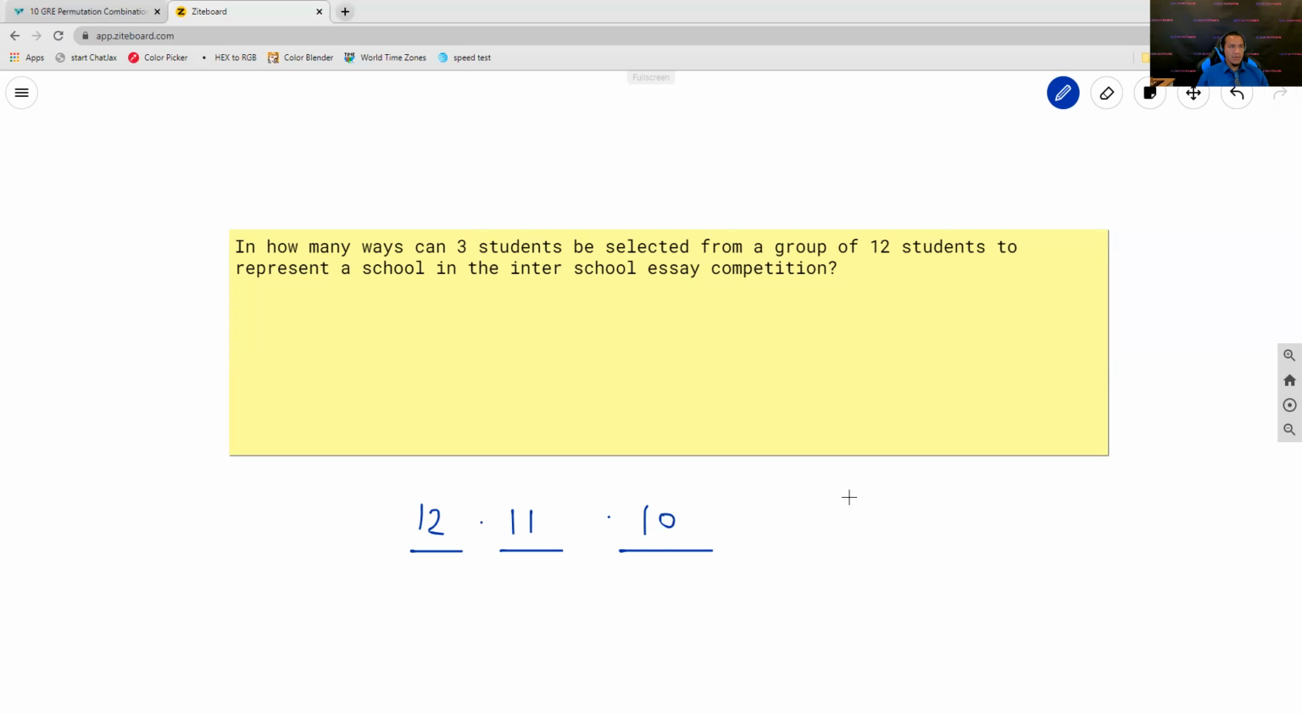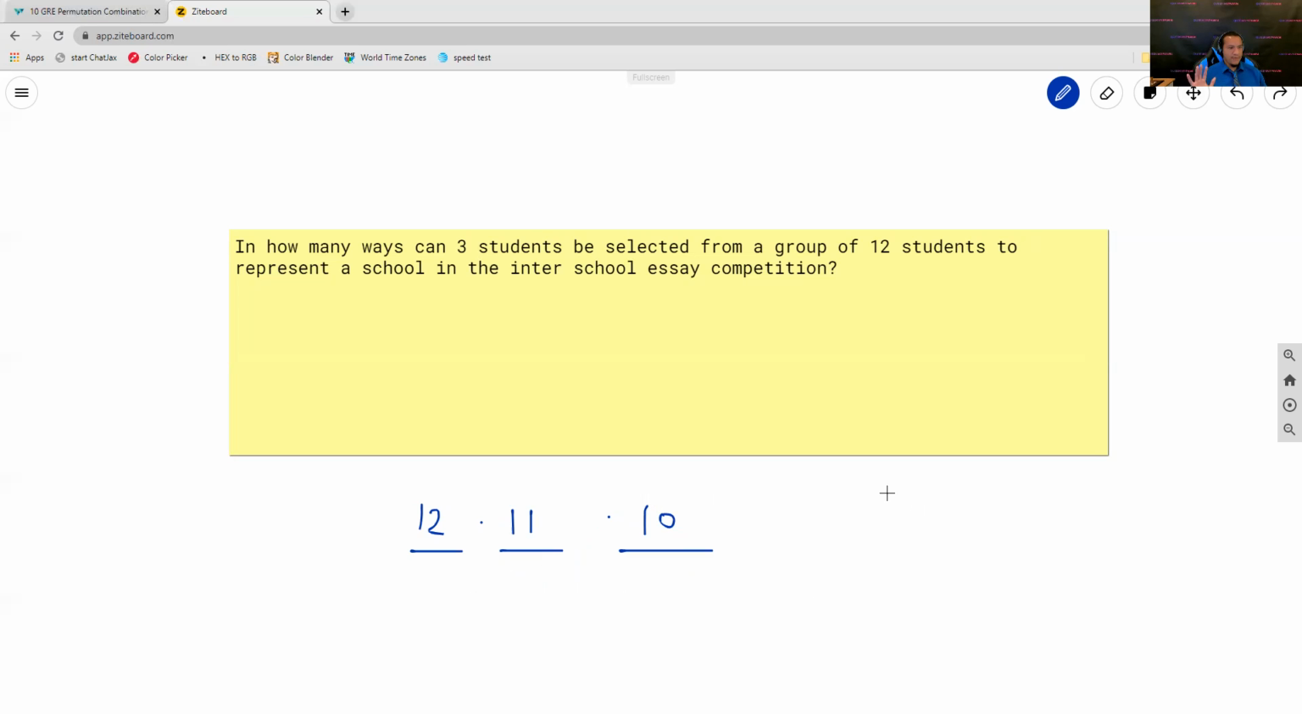Well, notice that it doesn't actually matter the order that I picked the students in. So I could have picked this student first or even this student first. Basically, no matter how I rearrange these students, it's still going to be the same group. So it's like I have extra groups, right?